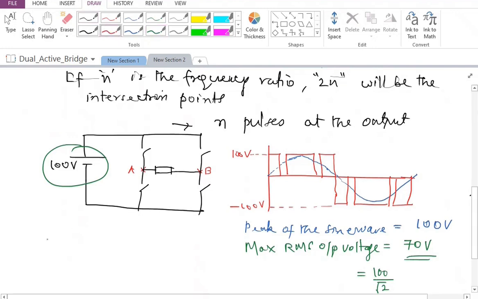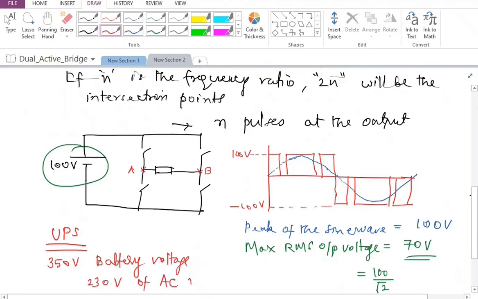That is the reason why in many UPS systems and inverter systems, we normally look at about 300 or 350 volts as the battery voltage if I really want 230 volts AC RMS. So if I want 230 volts RMS output from the UPS, then I should have 350 volts of battery voltage at the input. This is a very important fact because the DC bus, the battery value, will be chosen accordingly in many UPS systems. Otherwise, at the output, you may have a step-up transformer.